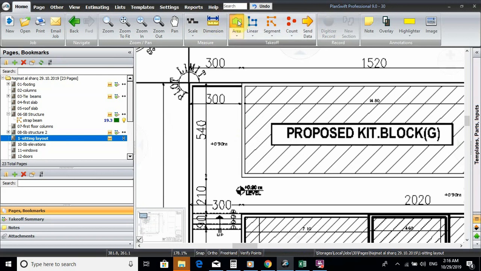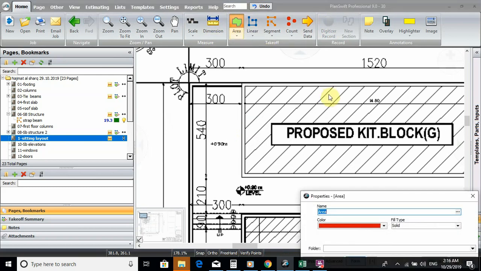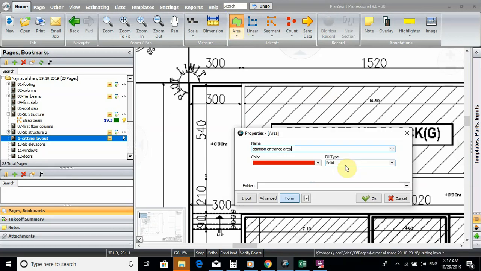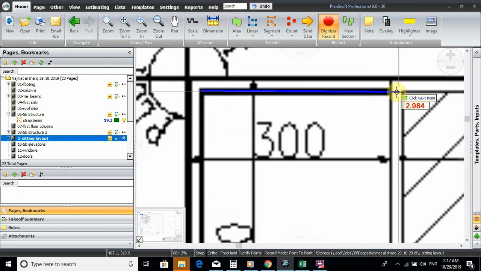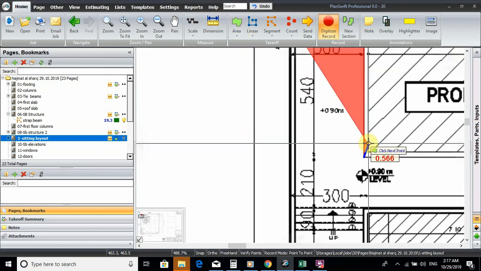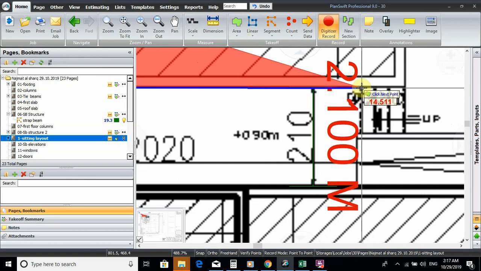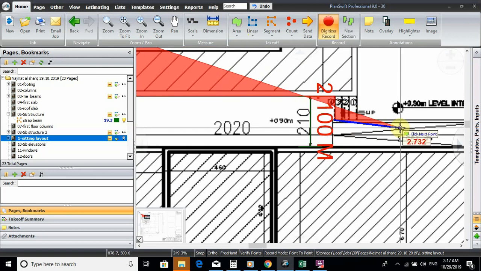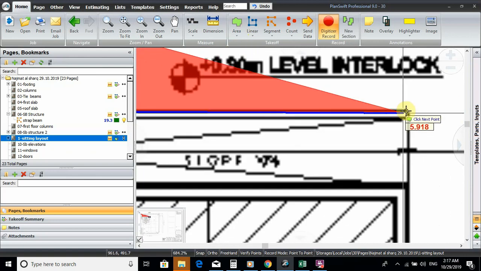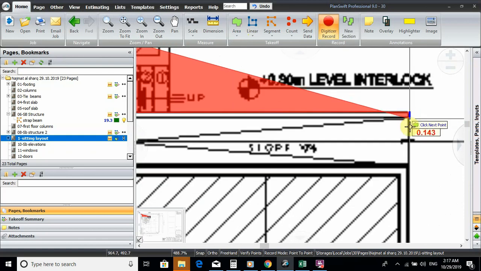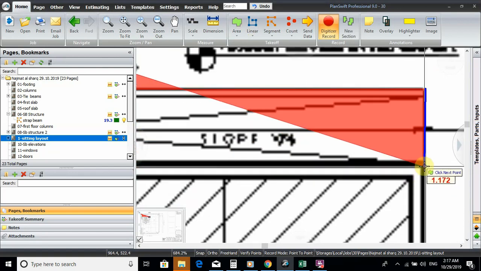So we will take this area from here. Listen to me. External entrance, or you can call it common entrance area. This is a command we didn't use before, but I will tell you what to do. Just take the area like this. Take the ramp with you, because the ramp will be built of concrete. You will tell me that the ramp has an inclination of some slope, so forget that, no problem.